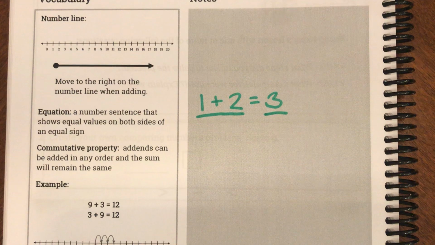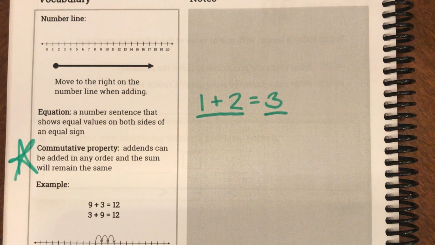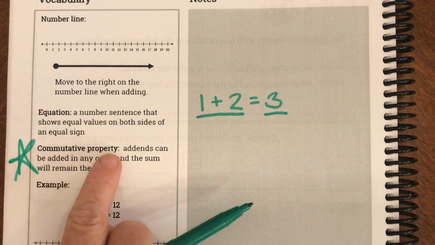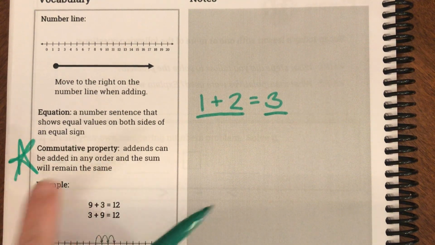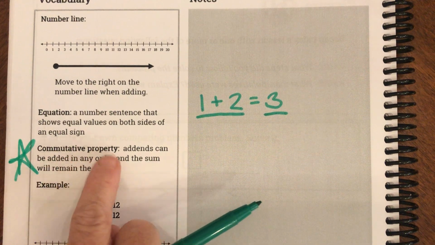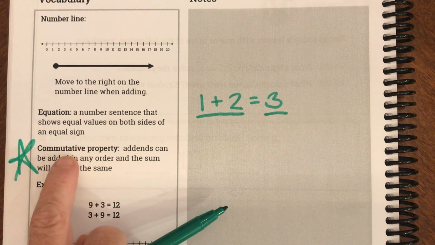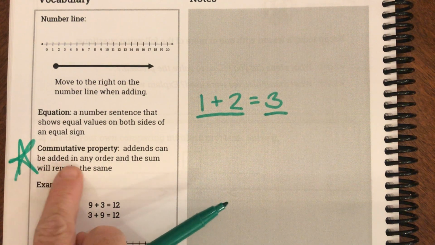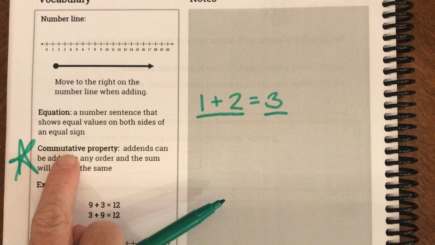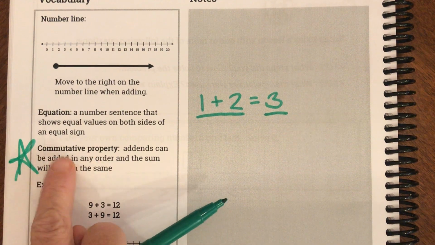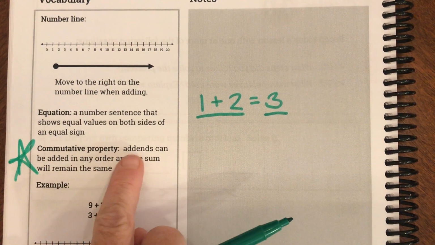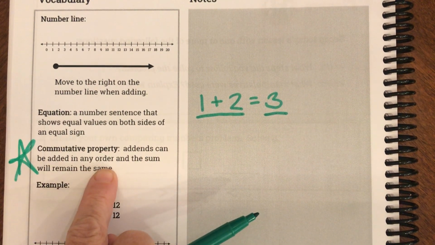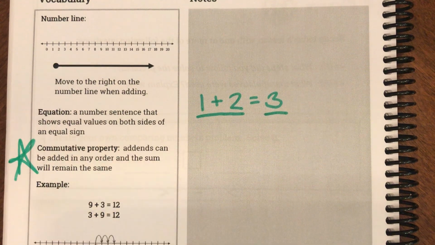Okay, this next one's a big one. This is a really big adding rule. It's called commutative property. I want you to say that with me. Commutative property. Sometimes some friends think there's an N in there because they think of commune, like they think it's a community, but it's not. It's commutative property. And what it says is addends can be added in any order and the sum will remain the same.